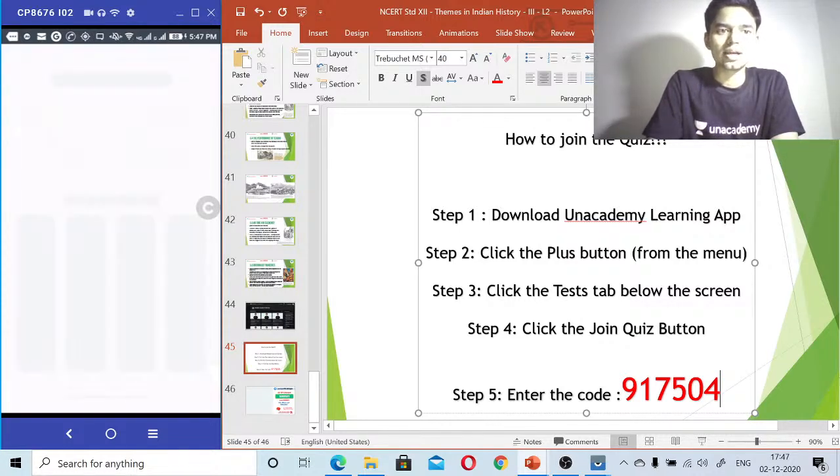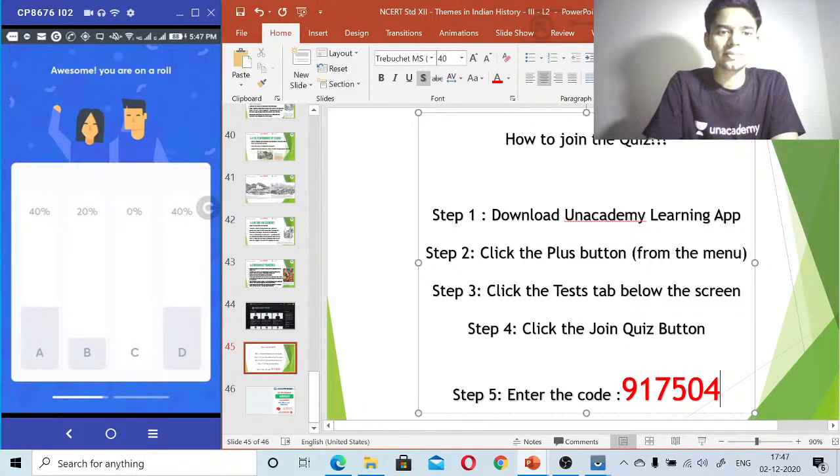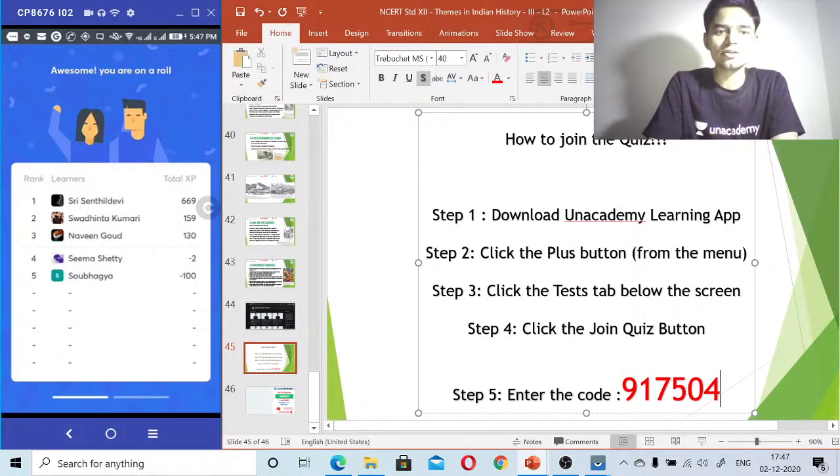Time's up. How many got that right? 40%. Very good. Sisandra Devi still leading the quiz with a very good scorecard there.